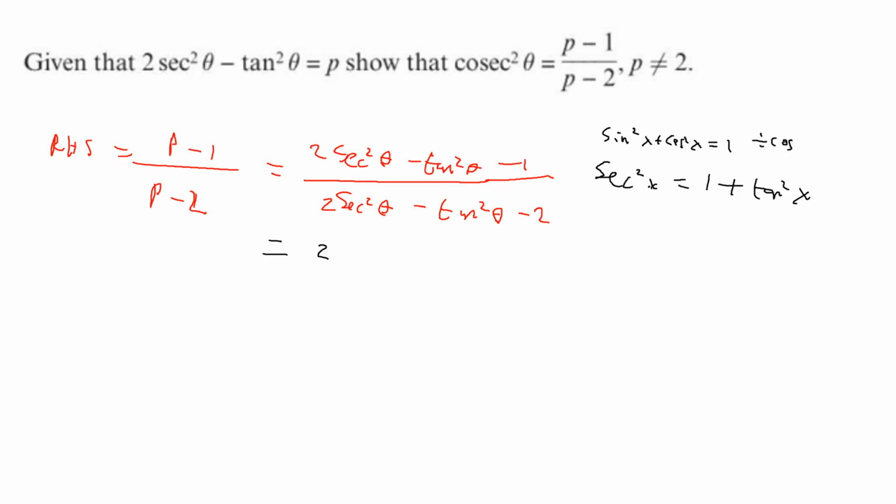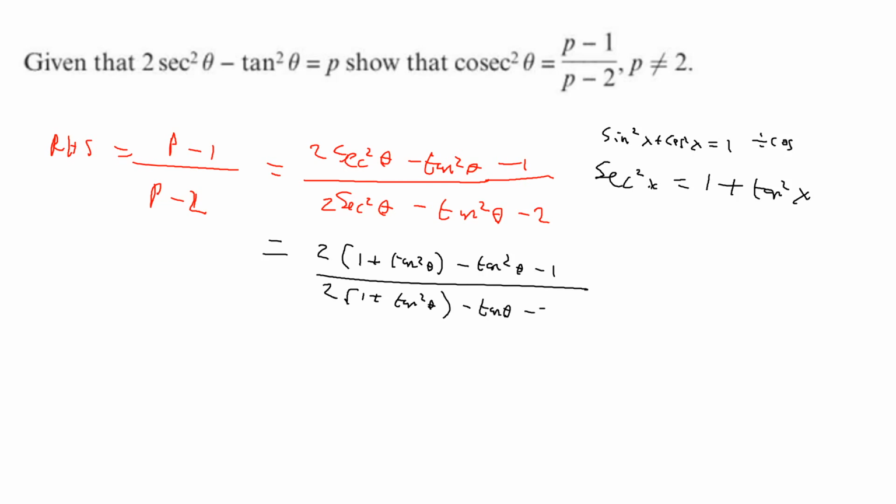So this is going to be 2 times 1 plus tan squared theta, minus tan squared theta, minus 1, over 2 times 1 plus tan squared theta, minus tan squared theta, minus 2. Okay. So the 2 and the 2 will cancel out, and what we're left with on the numerator is just tan squared theta plus 1, and on the bottom it's going to be tan squared theta.